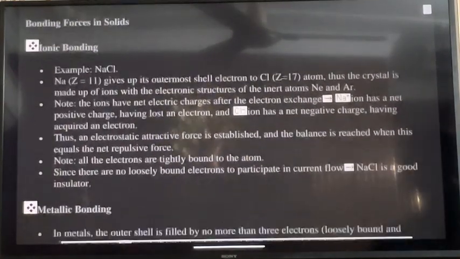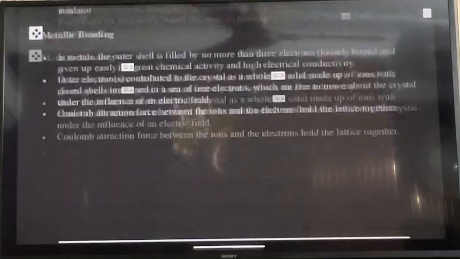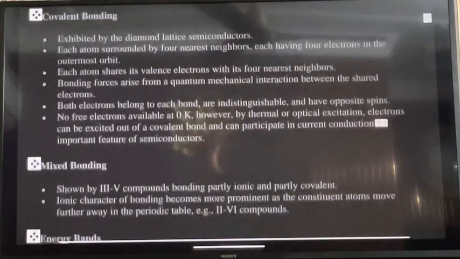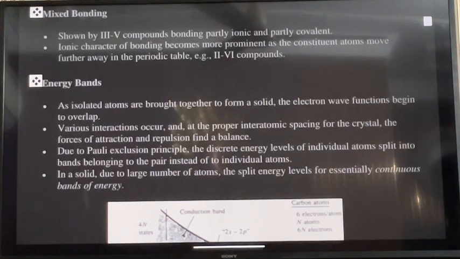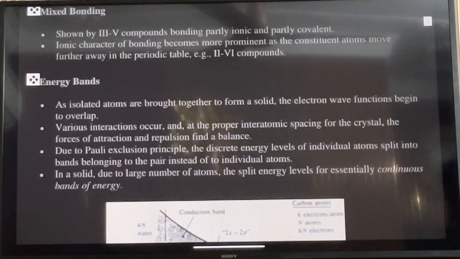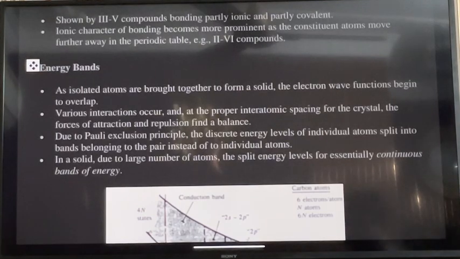So we already know about different types of bonding: ionic bonding, metallic bonding, covalent bonding and mixed bonding. Let's skip the bonding part because it's very easy and can be considered a prerequisite for this course, and move forward to energy bands.